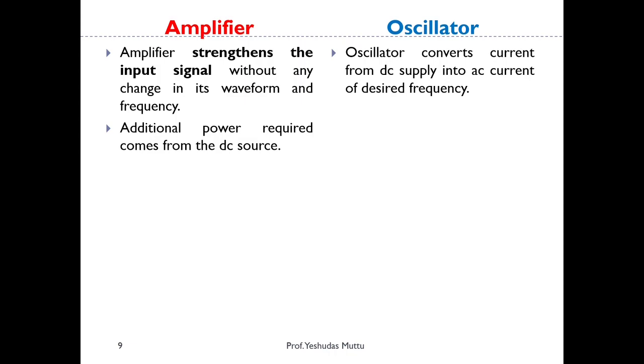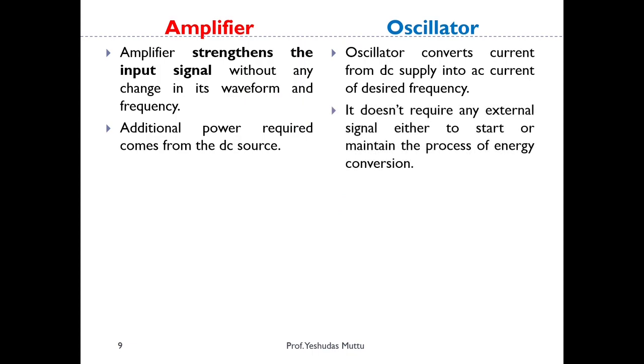Also there was VCC, which was like 12 volts or 9 volts. So there are two things which are coming into the picture. The additional power I can consider to be a DC source over here. But in oscillators you don't require any additional power. It produces oscillations by itself. It maintains the process of energy conversion that we are going to see in the later part of the video.